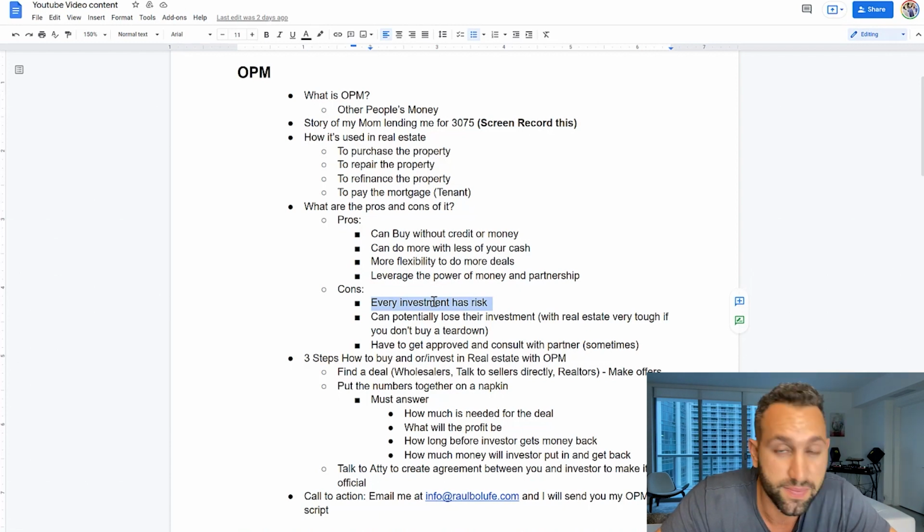So here's some of the catches. Every investment has a risk. Just because you use OPM and you identify a good deal does not mean it's not possible that you lose money. Every investment has a risk.